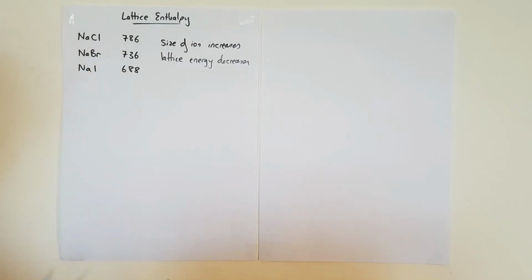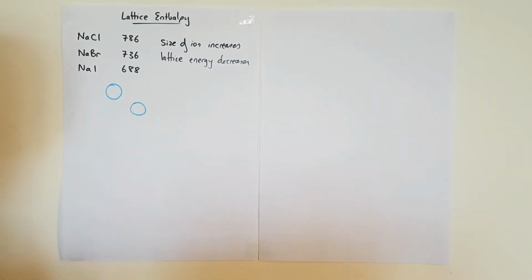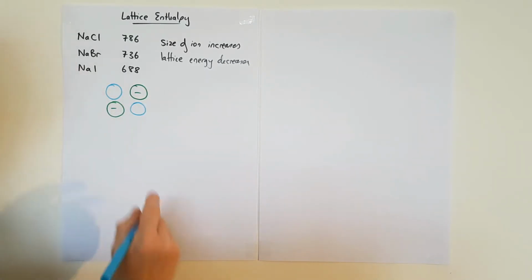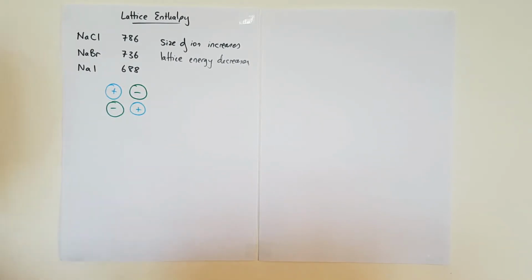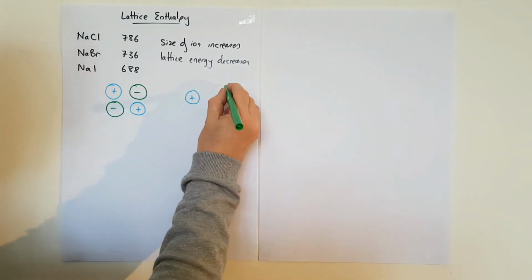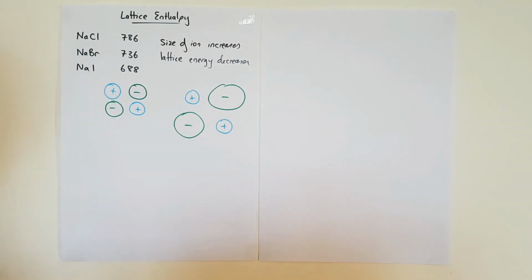And why is that? Well, it's simply because, let's get a couple of colours going, let's put some pluses in. The ions can get closer together if they're all about the same size. If we put in a positive ion with a large negative ion, let's accentuate it a bit here, the ions are just a little bit further apart, which means it's easier to pull them apart, which means the lattice energy decreases. So the size of ion increases, the lattice energy decreases there.